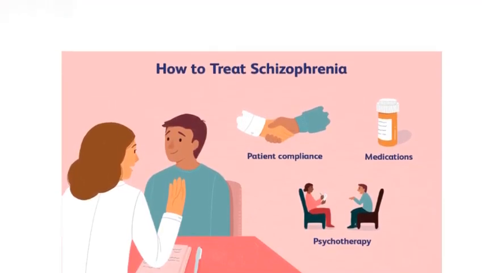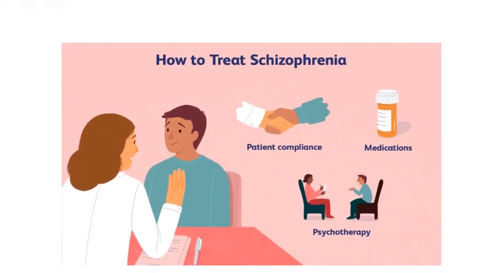How to treat schizophrenia? Schizophrenia requires lifelong treatment, even when symptoms have subsided. Firstly, we have to gain patient compliance and trust in the psychiatric team treating him. Treatment with medications and psychosocial therapy can help manage the condition. In some cases, hospitalization may be needed.